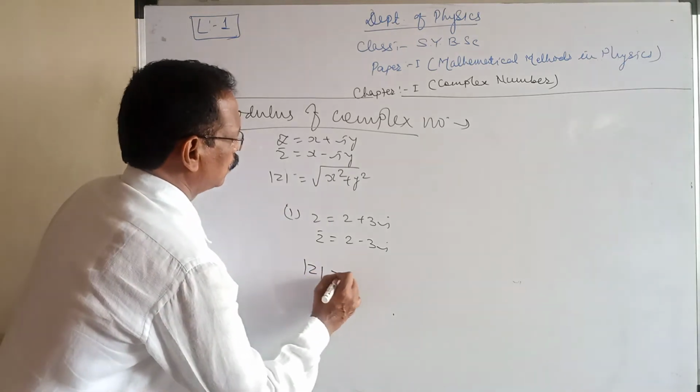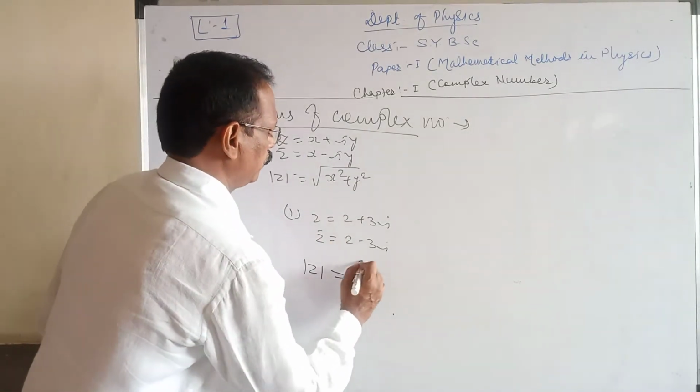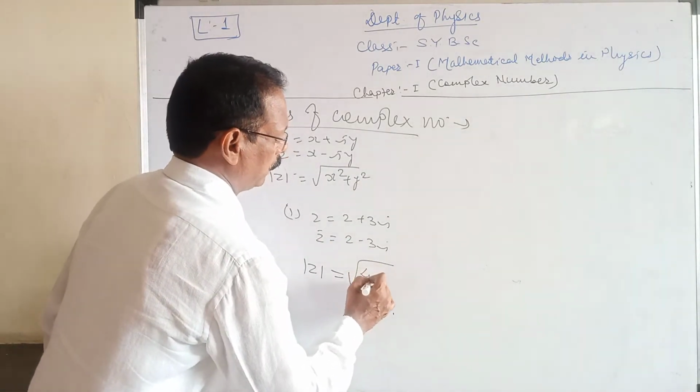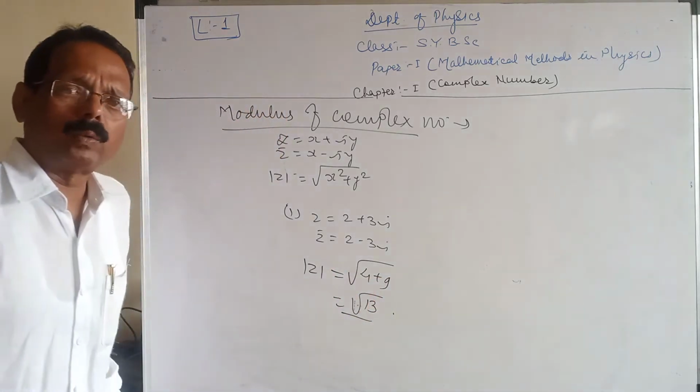So mod of z is equal to, it is very simple, under root x square plus y square. It is 2 square, which is 4, plus 9, which is equal to root of 13. So this is the value of the modulus of z.